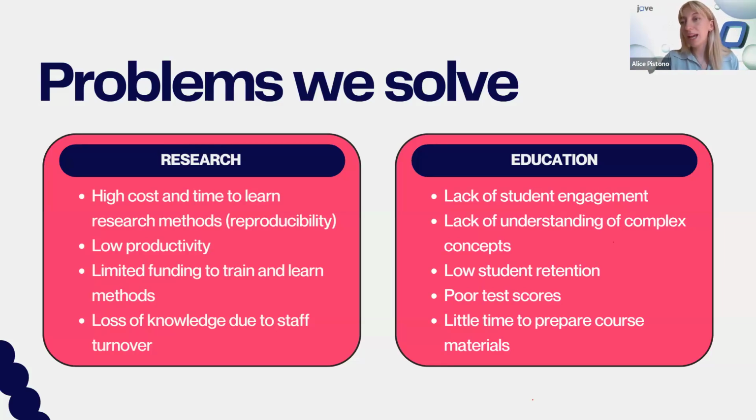Then the issue of productivity. Of course, when we have new lab members, when we need to train new people, one of the issues is related to the fact that for a certain period of time, their productivity is going to be quite low. They're not going to be as productive as other team members because they need to learn. The fact that you can transfer knowledge very quickly means that productivity can go up while reducing the costs. And of course, limited funding to train and learn new methods is very strictly connected to that.